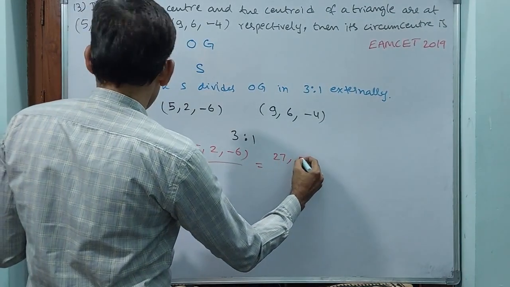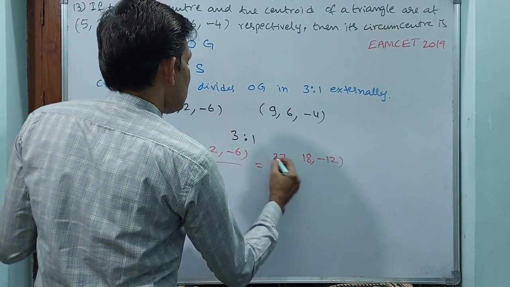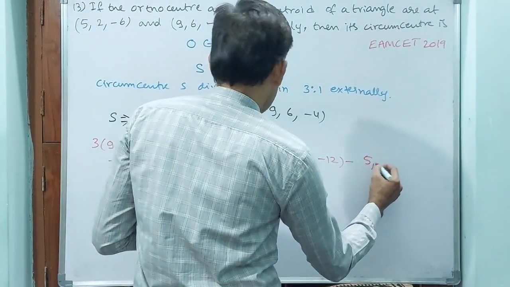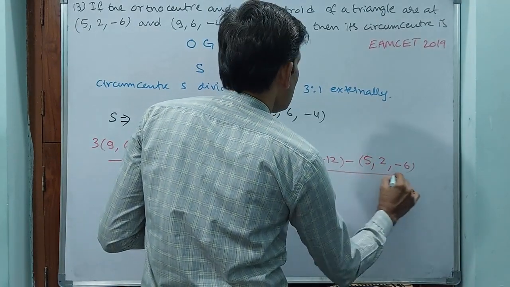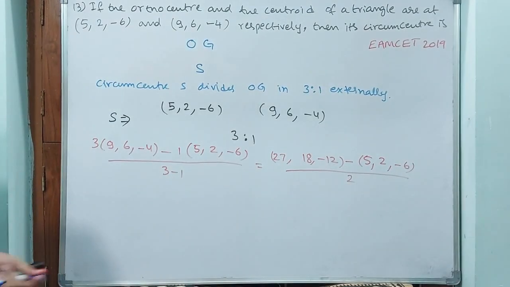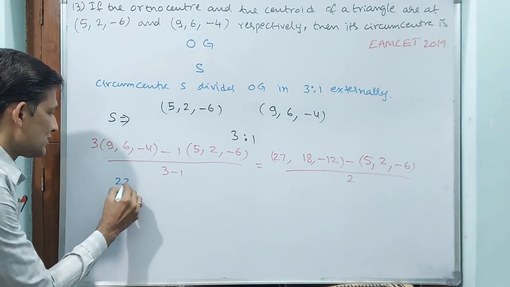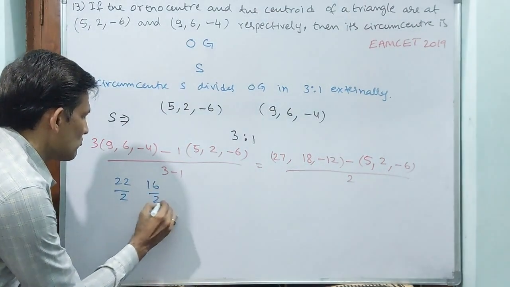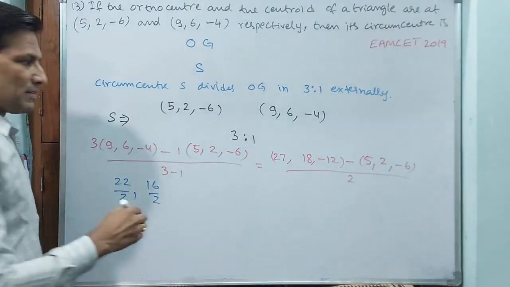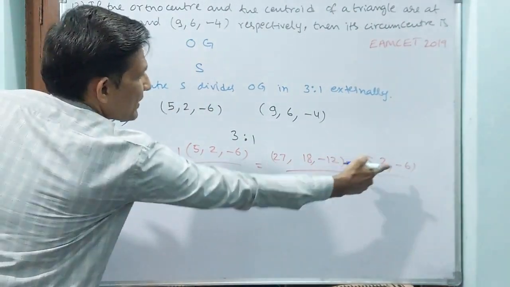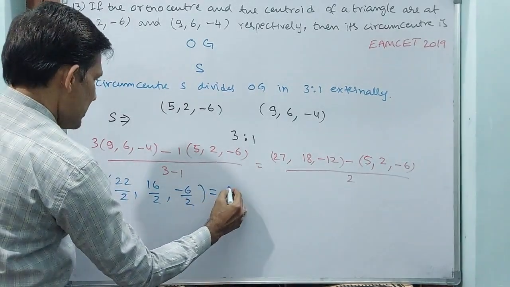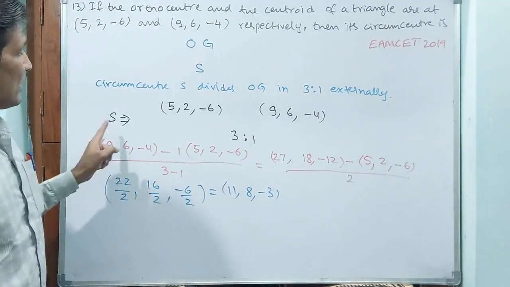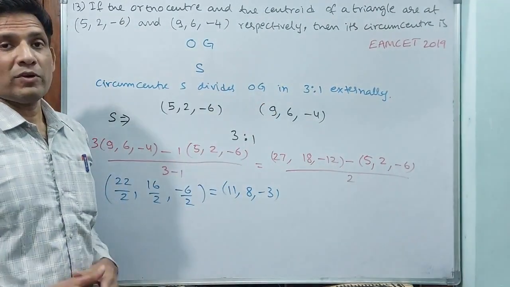27, 18, minus 12, that is 3 times 9, 3 times 6, 3 times 4. And minus (5, 2, -6), divided by 2. Write down next. 27 minus 5 is 22, 22 by 2. 18 minus 2 is 16, 16 by 2. Minus 12 plus 6 is minus 6, minus 6 by 2. That is equal to (11, 8, -3). This is your circumcenter. Okay, let us go for the next question.